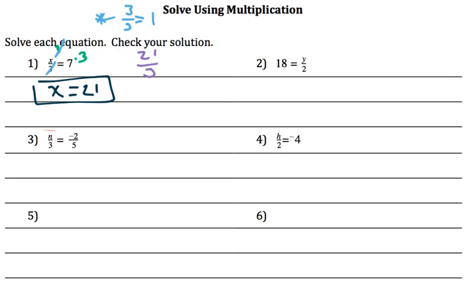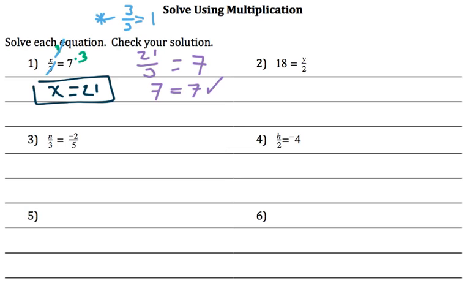If I can, I keep this in one line, and 21 over 3 equals 7 on the right side. And then once we simplify 21 over 3, well, 21 divided by 3 is 7. 7 does equal 7. And that confirms that our answer of 21 is correct.